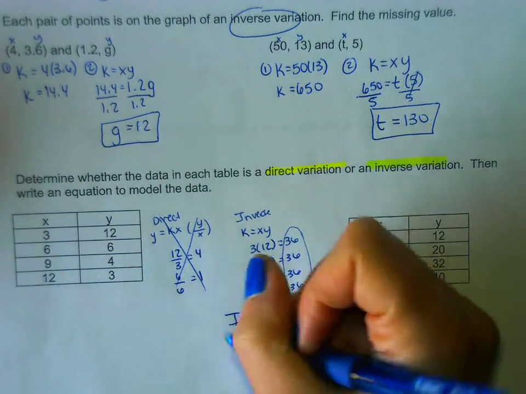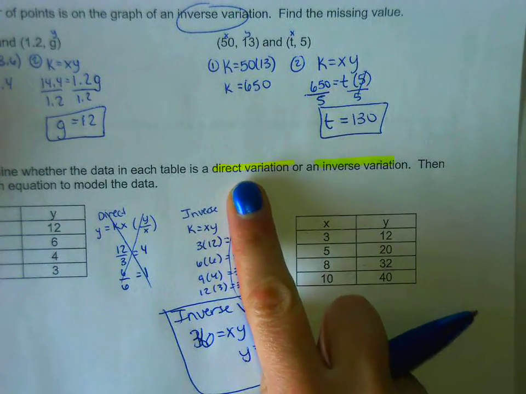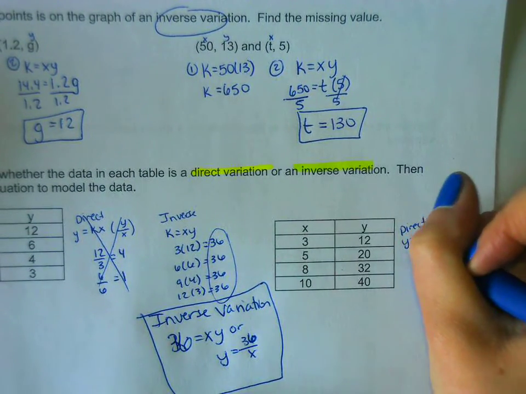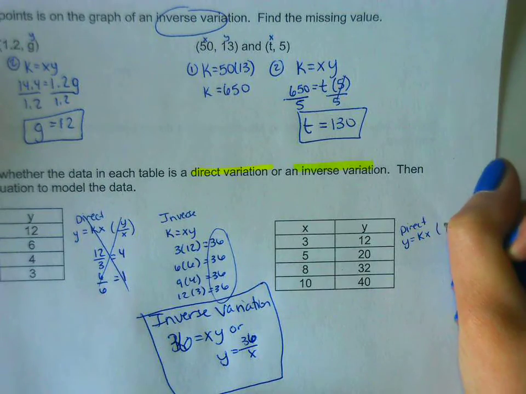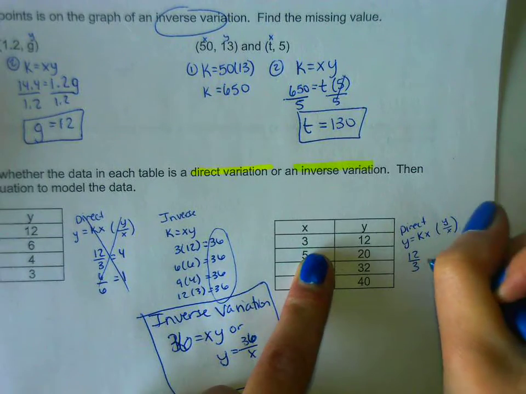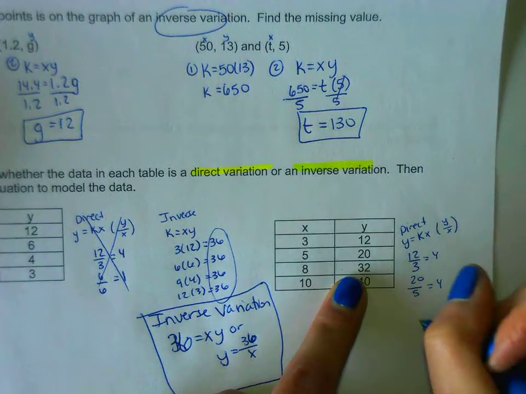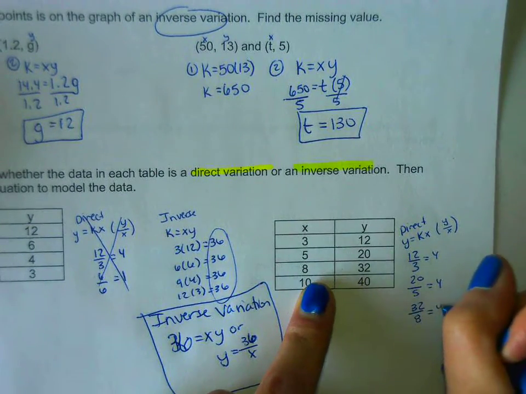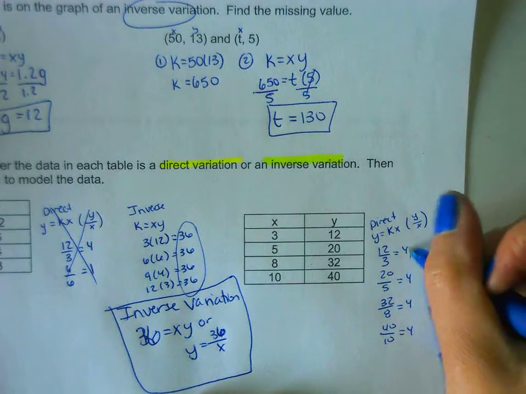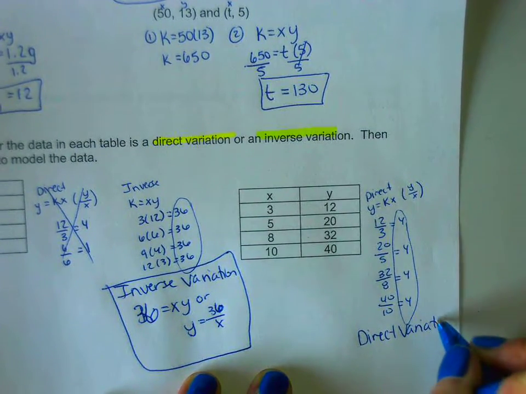So let's look at the second one. Again, I'm just going to start with direct because that's the first one it says. So if I look at direct, that's y equals my constant times my x, which means I take my y value and I divide it by x. So 12 divided by 3, I get 4. 20 divided by 5, 4. 32 divided by 8 is 4. 40 divided by 10 is 4. So these are all constant. So that means that this is a direct variation. So my equation is y equals 4 times x.